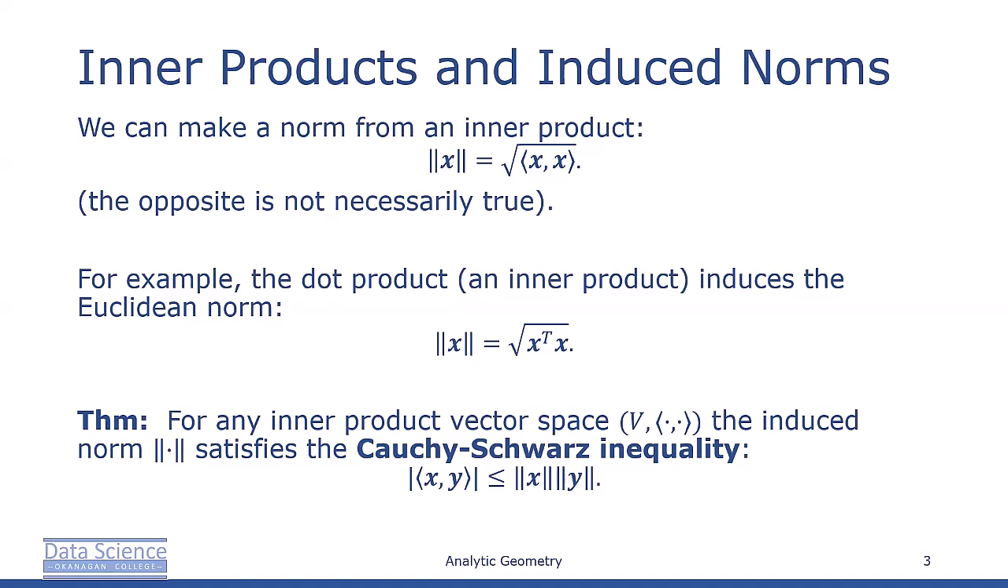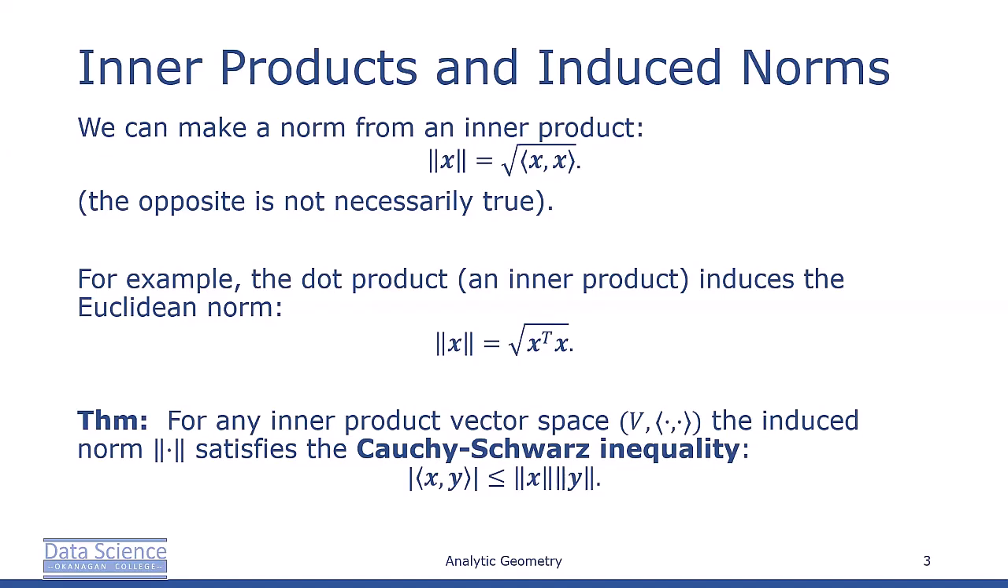However, not every norm is induced by an inner product. The Manhattan norm, for example, is an example of a norm without a corresponding inner product. In what follows, we will focus on norms that are induced by inner products and introduce geometric concepts such as lengths, distances, and angles.